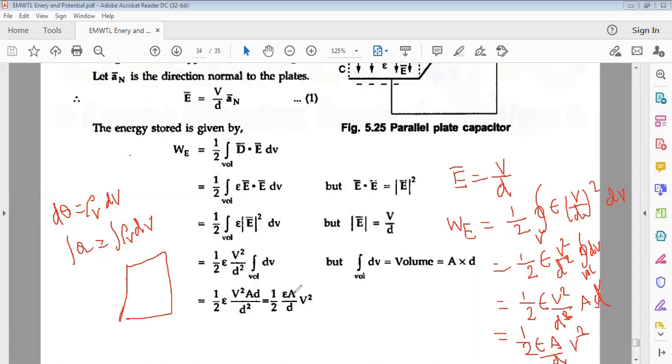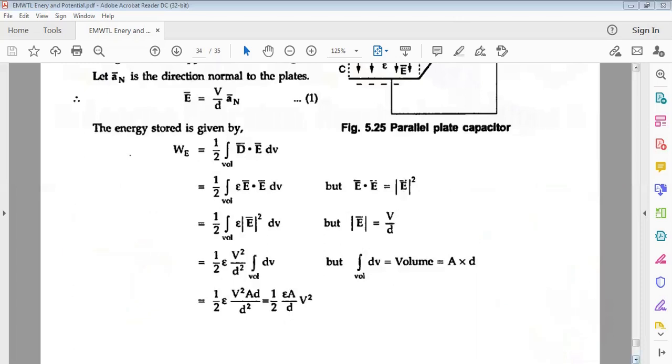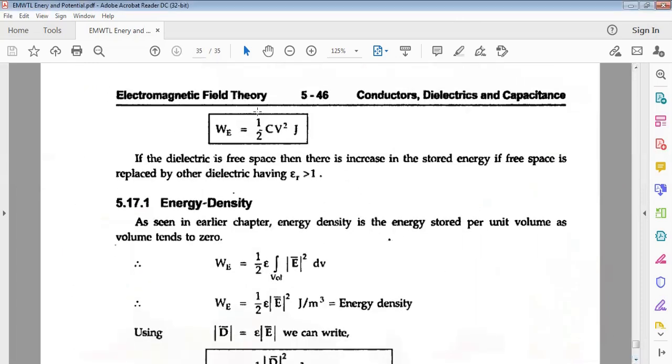1 by 2 epsilon A by D into V square. What is epsilon A by D? It is the capacitance. C is equal to epsilon A by D, for the two parallel plates. So W_E is equal to 1 by 2 C V square. The energy stored in the parallel plate capacitor is W_E equal to 1 by 2 C V square, in joules.